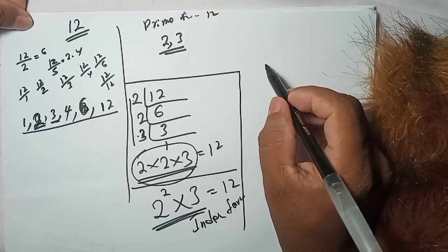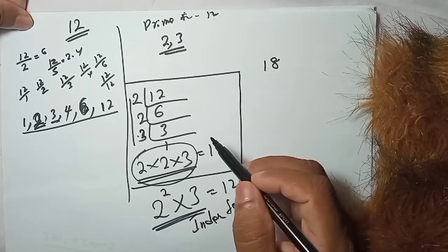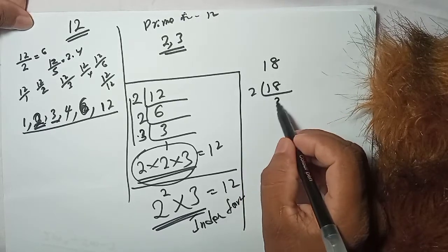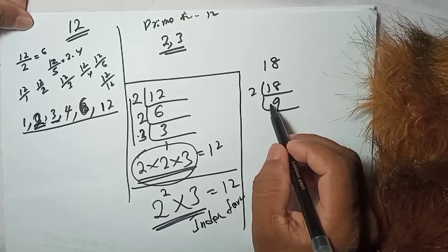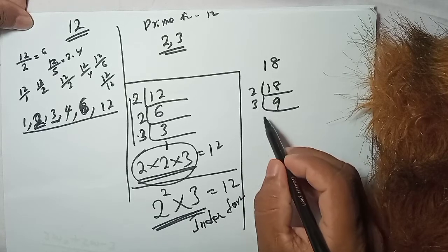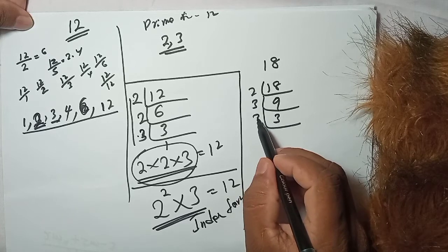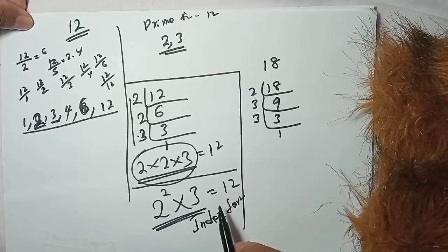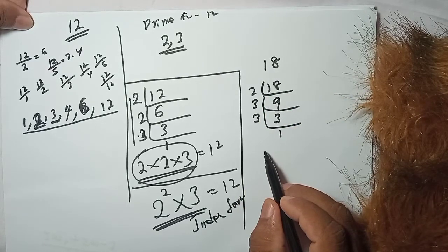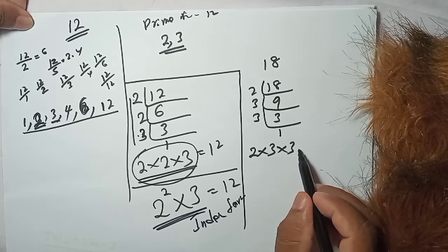Okay, I will do another question like that. Now if they give 18, let's take 18 as a product of its prime factors. What should we do? 18 divided by 2 is 9. You can't divide 9 by 2, so let's go to the next prime number, which is 3. 9 divided by 3, the answer is 3. Again you can divide by 3, and the answer is 1. Now you can write 18 as a product of its prime factors: 2 into 3 into 3.